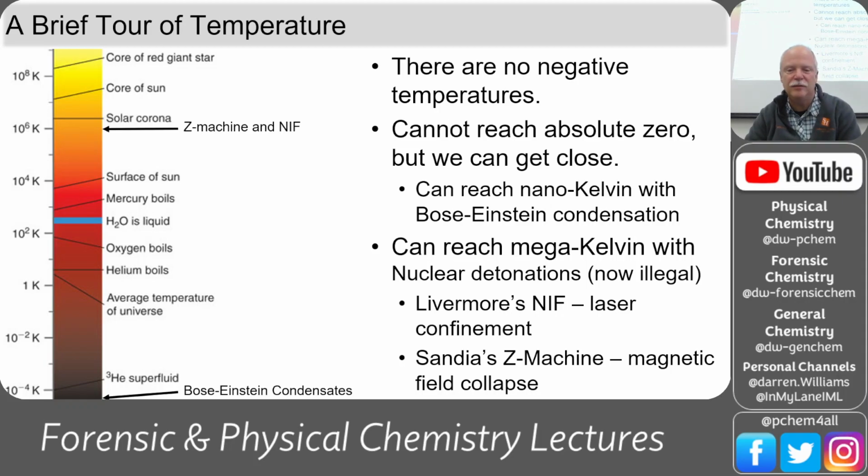Laser confinement is one, and magnetic field collapse, the Sandia Z machine. But you can see up here the Z machine and the National Ignition Facility, they're pretty close to the corona of the sun. So you have the core of the sun where fusion is taking place, and then all of the gases that are blasting out, that's the corona. So that's that luminous outside edge of the sun, and these machines are getting close to the solar corona.